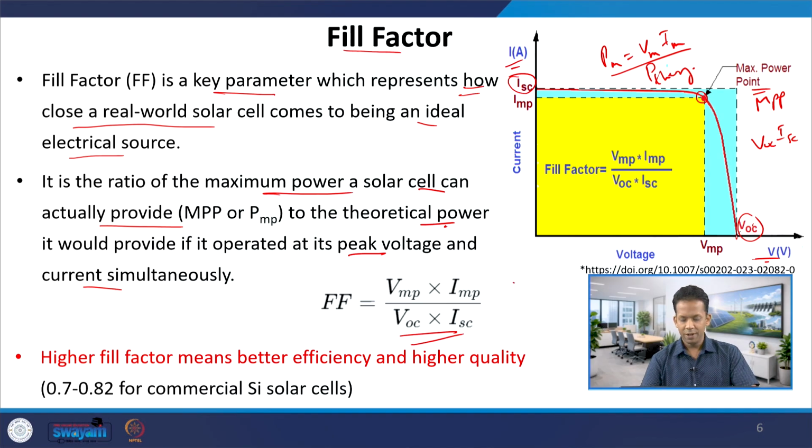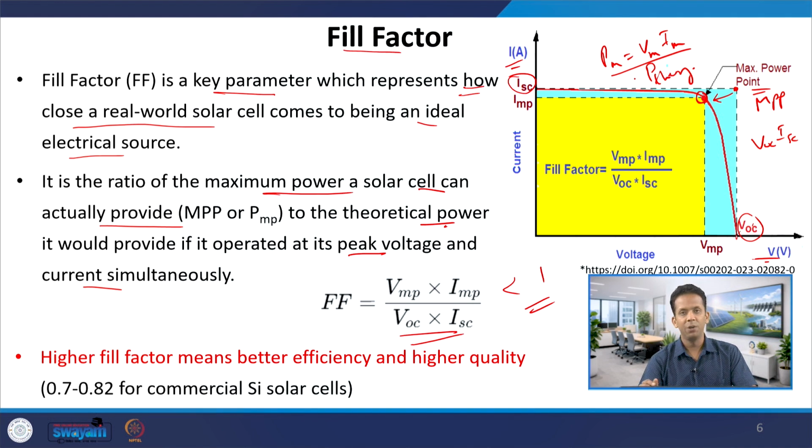So fill factor is always going to be less than 1, because this point will never reach here, like at the intersection of VOC and ISC. So it will always be on the left hand side of this theoretical maximum power point, and this realistic maximum power point will always be on the left hand side.